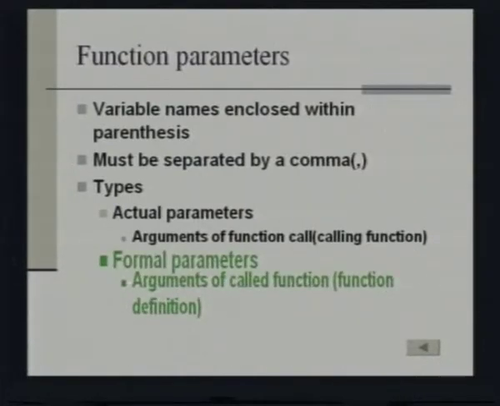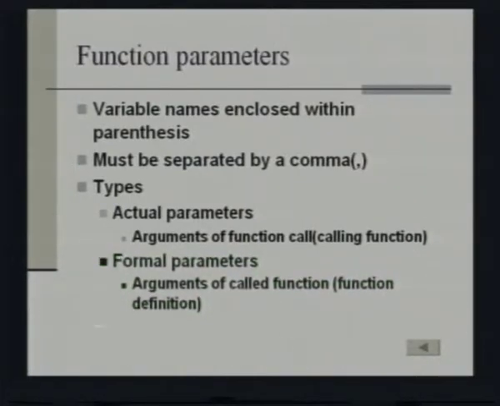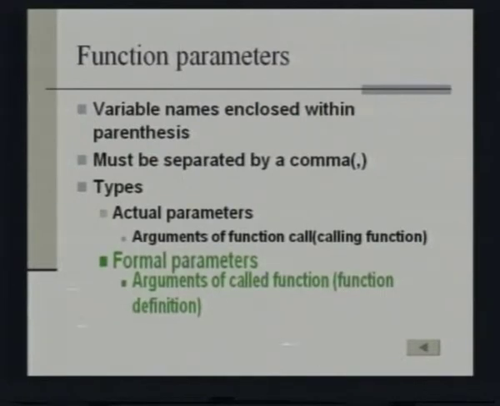The formal parameters are where the function is defined. Here the function name is followed by the set of parameters and doesn't have the semicolon. Here we actually define what the function is supposed to be doing. So the parameters in the calling function are called actual parameters. The ones in the called function or function definition are called the formal parameters.